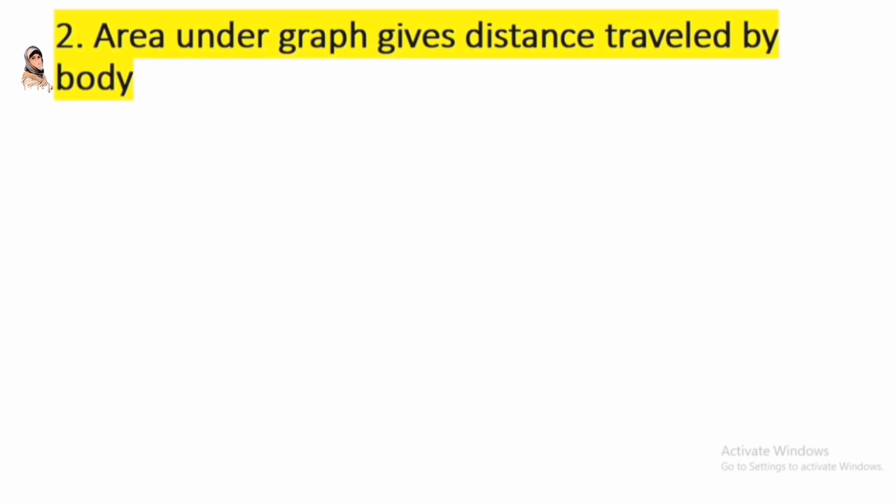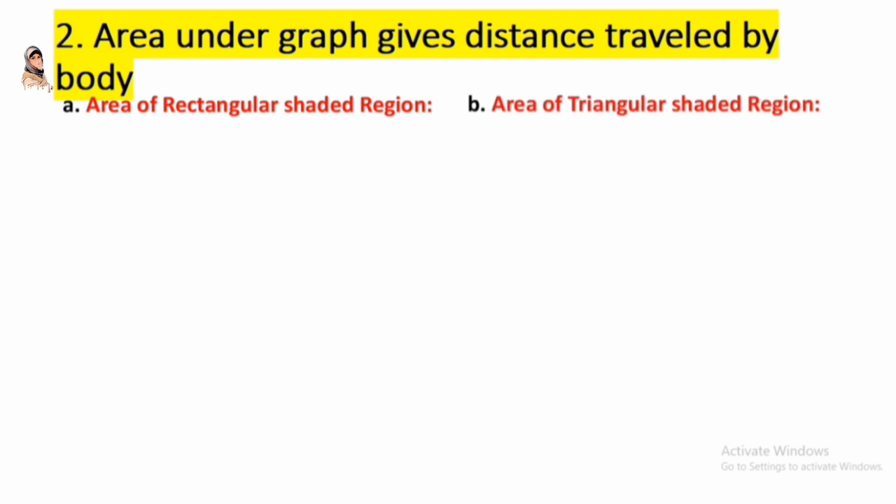Now, the second purpose of this graph is that the area under the graph gives the distance traveled by the body, where there are two areas of this graph. Number 1 is the area of the rectangular shaded region and the second one is the area of the triangular shaded region. Let's discuss the area of the rectangular shaded region.